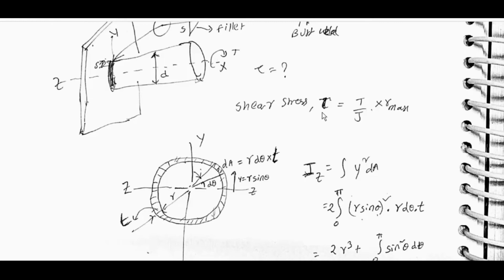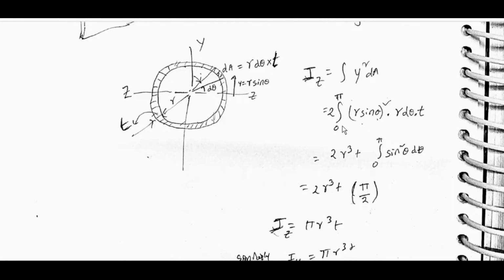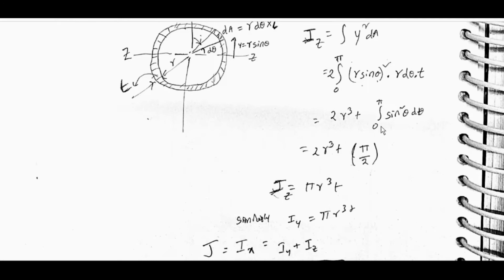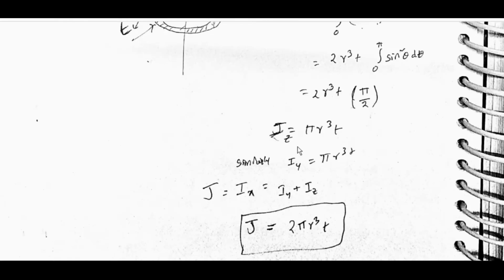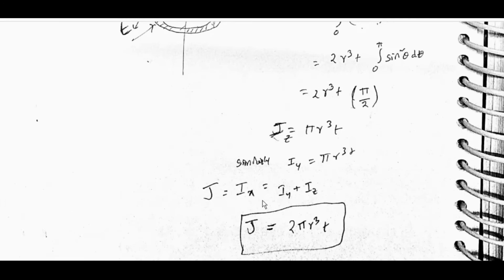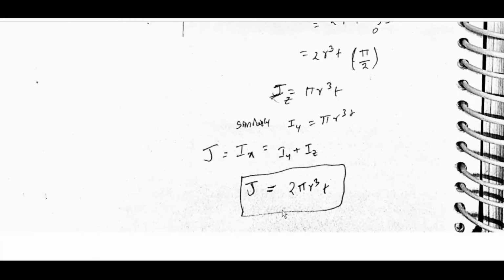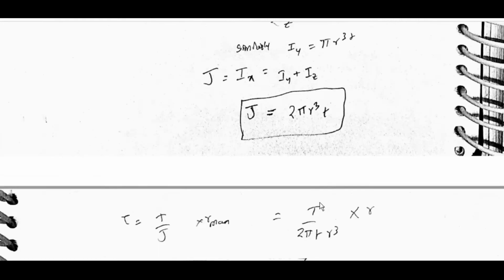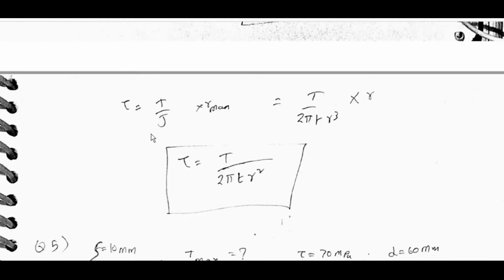Shear stress tau is equal to T by J into R max. Iz is equal to integral y square dA, which is equal to 2 integral 0 to pi of r sin theta squared, r d theta t, which is equal to 2 r cube t integral 0 to pi sin square theta. Iz is equal to pi r cube t. Similarly, Iy is equal to pi r cube t. J is equal to Ix, which is equal to Iy plus Iz, so J is equal to 2 pi r cube t. Tau is equal to T by J into R max, which is equal to T by 2 pi r cube t into r. Tau is equal to T by 2 pi t r square.